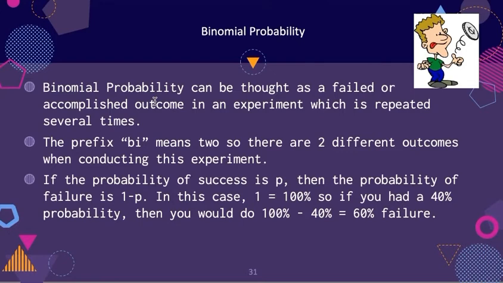Binomial probability can be thought of as a failed or accomplished outcome in an experiment which is repeated several times. The prefix bi means 2, so there are 2 different outcomes in conducting this experiment, which are failure or success. If the probability of success is p, then the probability of failure is 1 minus p. In this case, 1 equals 100%, so if you had a 40% probability, you would do 100% minus 40%, which equals 60% failure.